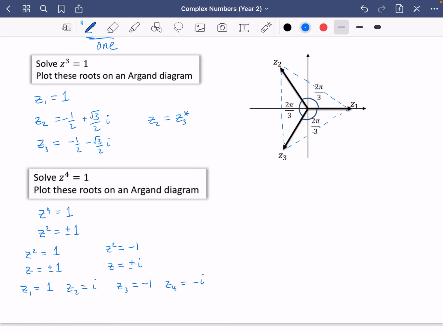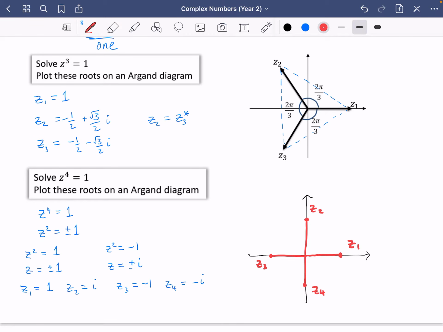Now I'm going to plot these onto an Argand diagram. When I plot these on an Argand diagram, I have my first root, which is just z1 at 1. Then I'm going to have my second one, which is z2 at i. My third one is z3, which is at minus 1. And my fourth one is z4, which is at minus i.